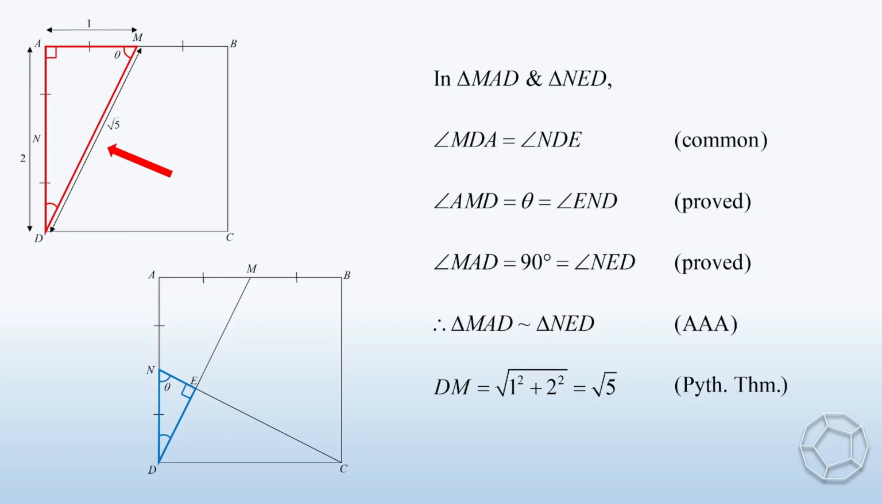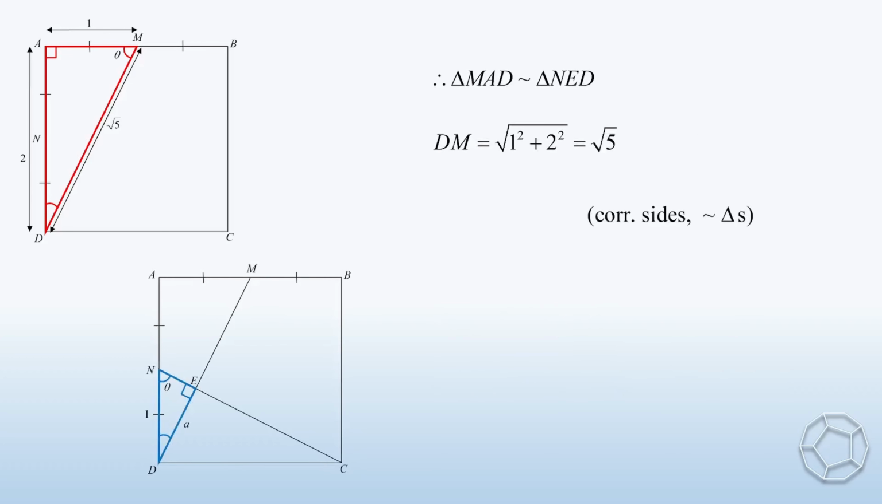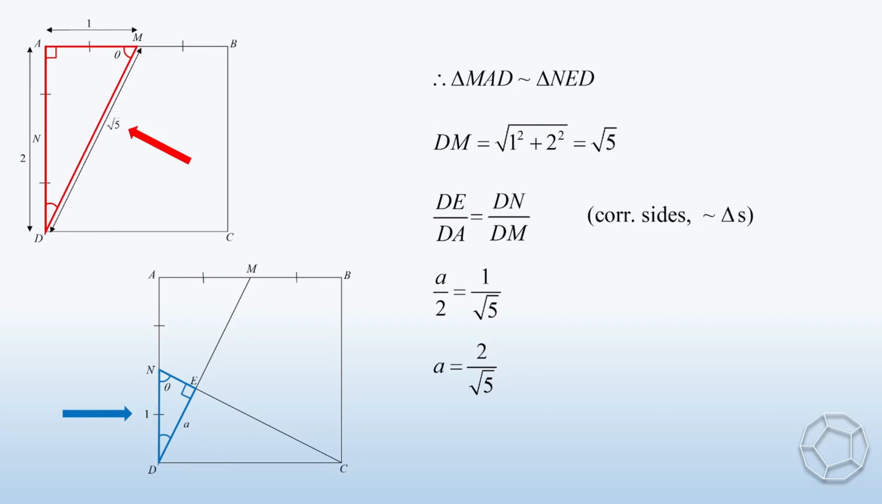Let's check two pairs of corresponding sides. The first pair is DE over DA, and the second pair is the hypotenuses DN over DM. We put the lengths inside. Therefore, a is equal to 2 over square root 5.